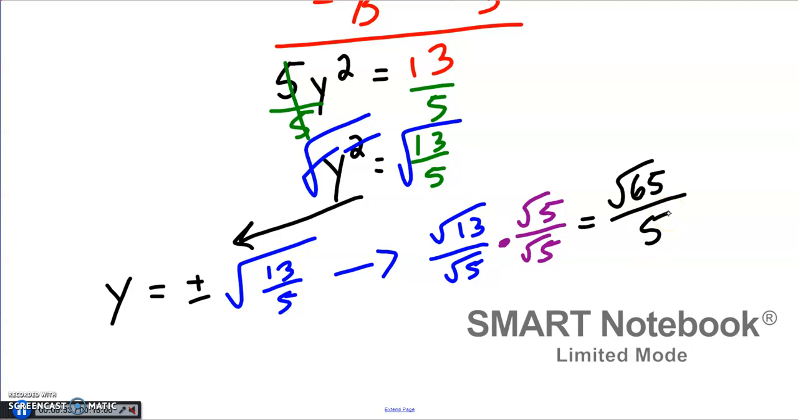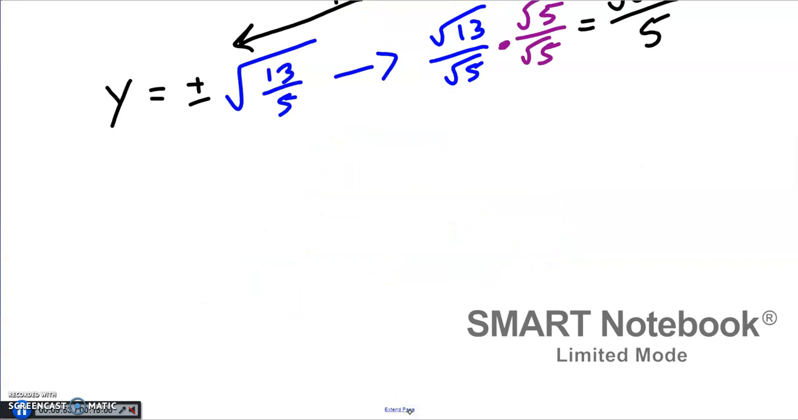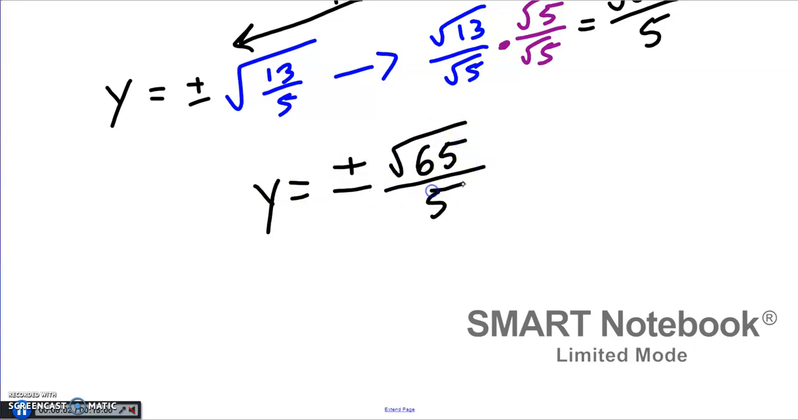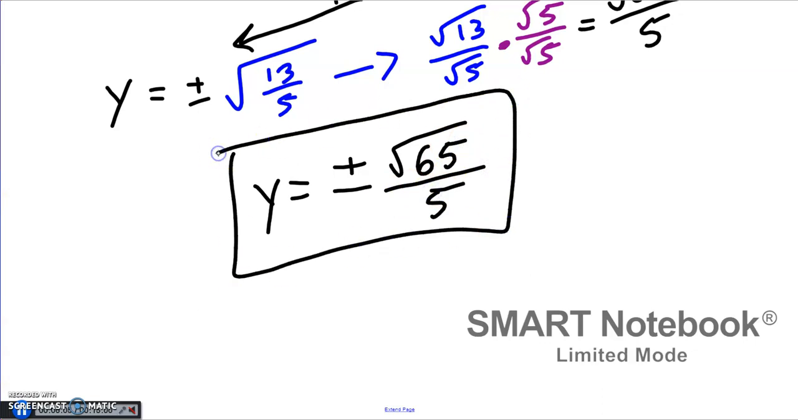And we can't simplify the square root of 65 over 5. Although they both have a factor of 5, the 65 is underneath the radical, and we can't operate with numbers underneath the radical with numbers outside of a radical. And we can't simplify the square root of 65 at all, so this is actually going to be our final answer. But let's just make it all neat. Let's bring it together. So we get that y is equal to plus or minus the square root of 65 over 5.